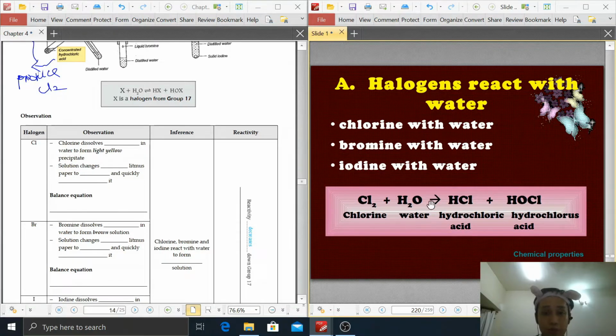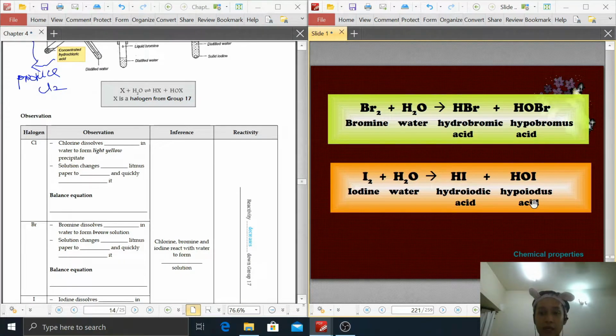When a halogen reacts with water, it is going to produce an acid, and also another one, hydrochlorous, hydrobromous, sorry, hypochlorous, hypobromous, and also hypoiodous acid.